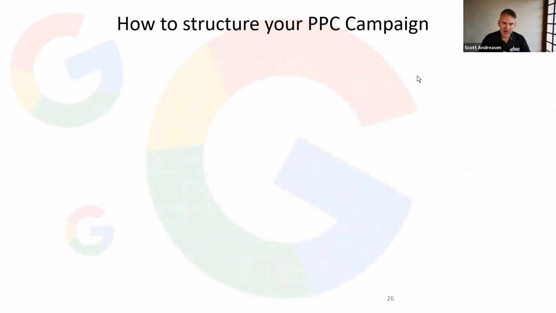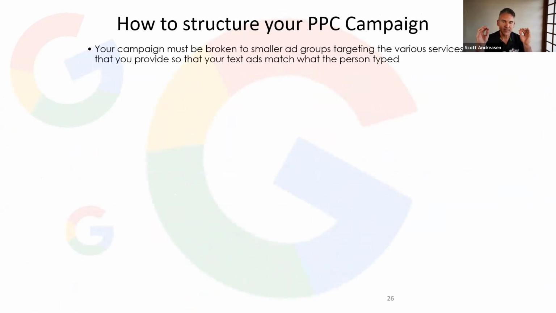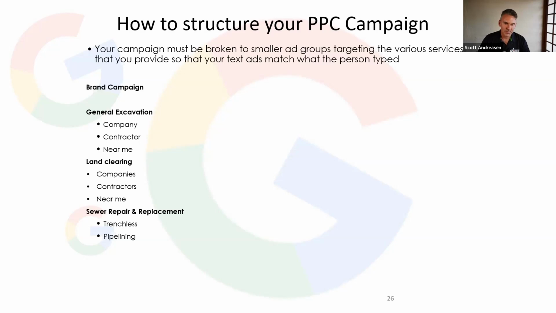So how do you structure a pay-per-click campaign for your excavation and septic services? Let's talk about it. Your campaign, the trick is it must be broken into smaller ad groups targeting the various services you provide so that your text ads will match what the person typed in. And we're going to actually set up a campaign. I'm going to show you how to map this out. So for instance, a brand campaign would be your company name, so anytime someone types in your company name, your ad's going to pop up right up top.